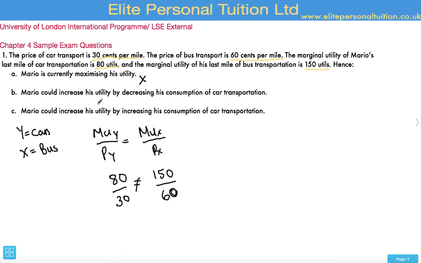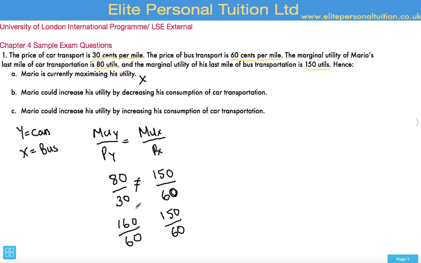So, B. Mario could increase his utility by decreasing his consumption of car transport. Well, what we need to do is figure out which one is giving him more utility per pound on the marginal units. So we essentially need to compare these fractions and see which one's bigger. So to do that, I'm going to make the denominators the same so that I can compare the numerators. So 80 over 30, I will make 160 over 60, simply by timesing it by 2. This side, I'll leave the same.